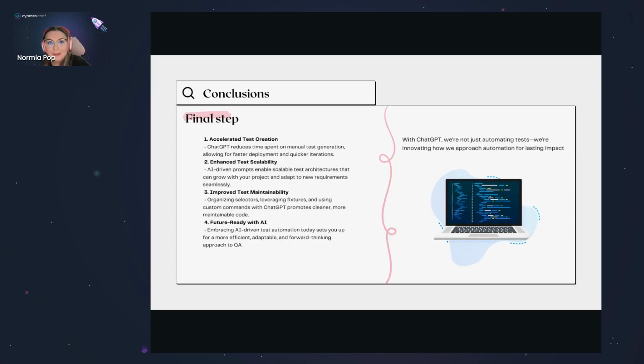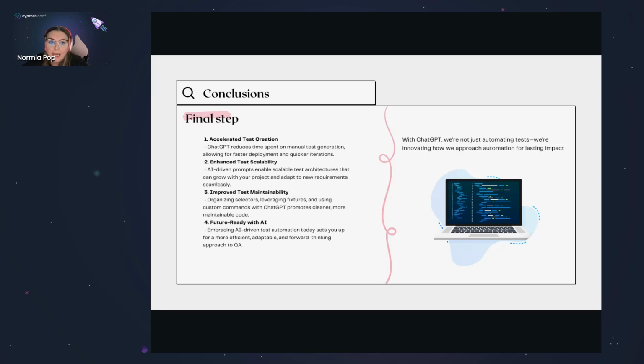To wrap it up, let's recap the benefits of using ChatGPT for generating Cypress tests. First, we have accelerated test creation. ChatGPT streamlines the process, enabling faster test generation, which leads to quicker deployments and more efficient iterations. 2. Enhanced scalability. AI-driven prompts provide the foundation for a scalable testing architecture.